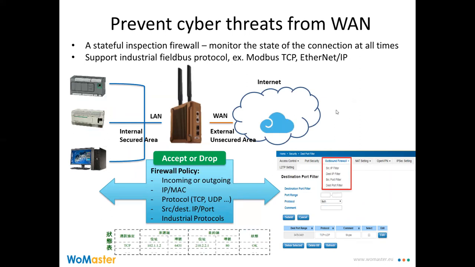And then we provide the firewall, a stateful inspection firewall to monitor the status of all connections at all times. You can see that this is a firewall policy, incoming or outgoing. This is the inbound, this is the outbound firewall. We can filter source IP, destination IP, and also source port and destination port. This is an accept or drop firewall policy.